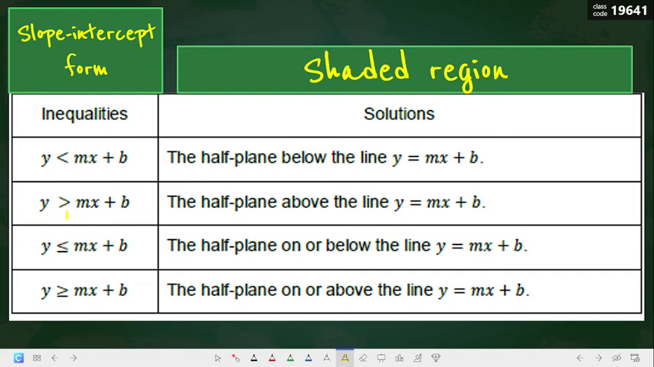Kapag naman greater than, y greater than mx plus b, above naman siya. So, sa taas. So, below, then above. Kapag naman y less than or equal to mx plus b, yung half plane mo ay on or below. So, ang shade mo dun sa baba. Kapag greater than or equal to naman, syempre, above sa taas.